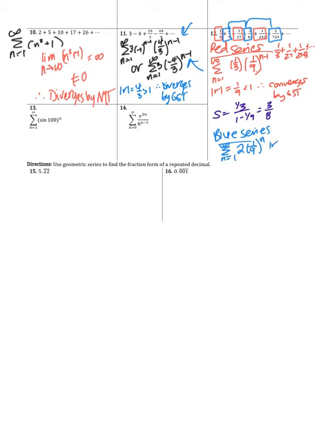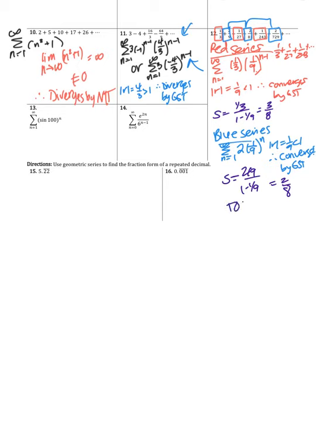So again, the absolute value of r is 1/9, which is less than 1. Therefore, this also converges by GST. Yes, you do have to look at both of these separately and show their convergence and conditions separately. So now I can find the sum, which is going to be the first term 2/9 divided by 1 minus 1/9, which is going to be 2/8.